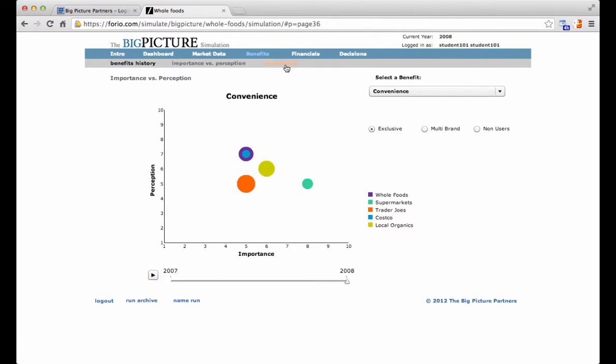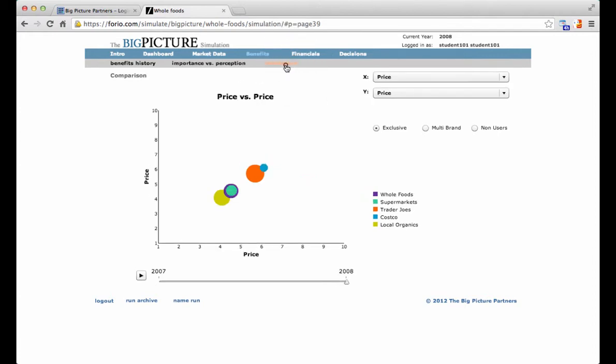Finally, we can compare two benefits. By selecting each of the benefits in the drop-down menus, we can evaluate our customers and our competitors' customers' relative trade-off between two benefits. In this case, we show service and convenience. And again, we can look at it for exclusive, multi-brand, or non-users. So we have a lot of ways in these screens to explore the relationships between the different benefits, both by customer perception and customer importance.